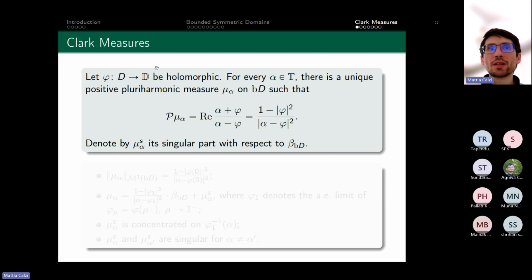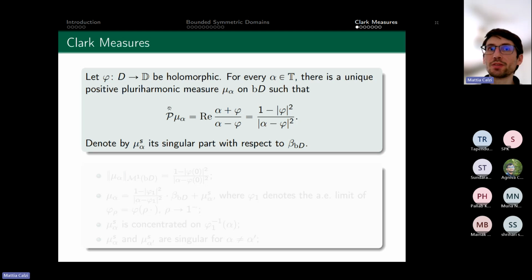And I'm passing to Clark measures. So we may define Clark measures exactly as before. So we take a holomorphic function from our bounded symmetric domain to the unit disk, and you take a unimodular value alpha in the torus, and then there is a unique positive pluriharmonic measure mu alpha on the Shilov boundary of D, for which the Poisson-Szegő integral of mu alpha is equal to this function, which is both pluriharmonic because it is the real part of some holomorphic function, and positive.